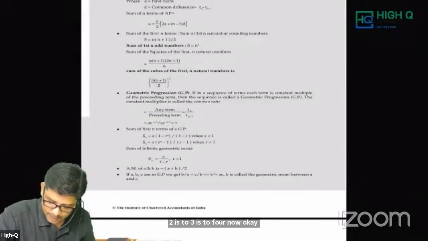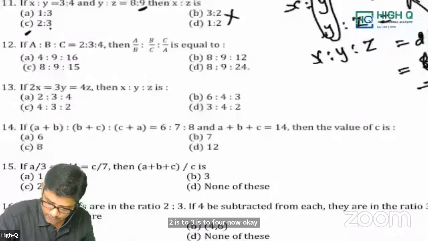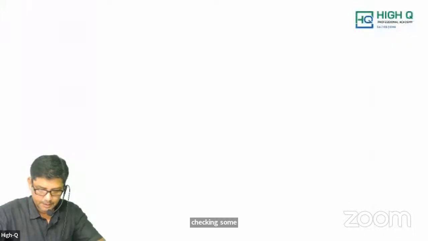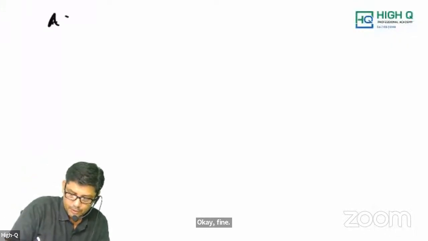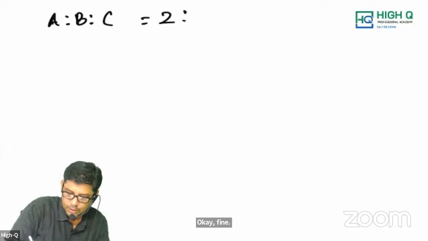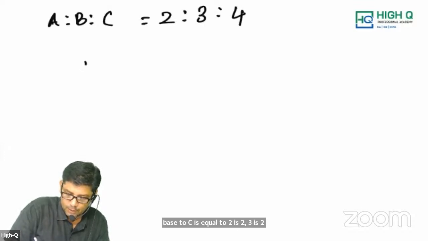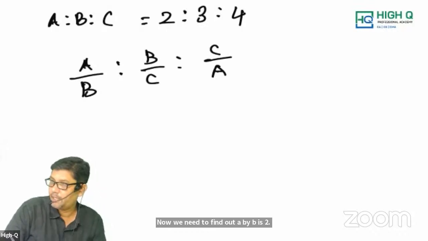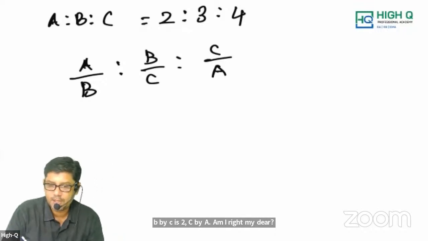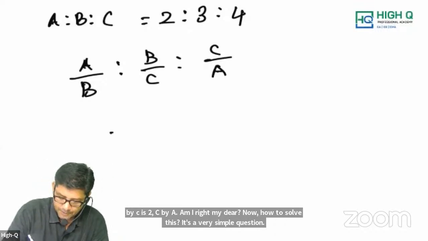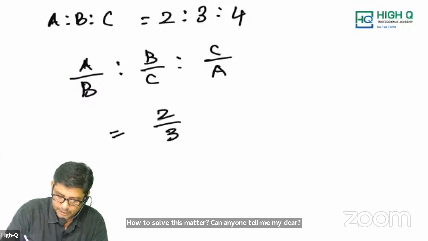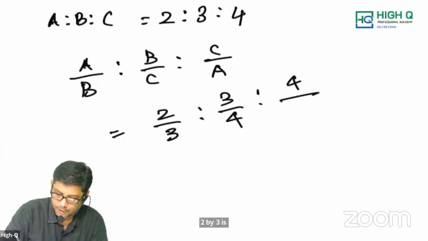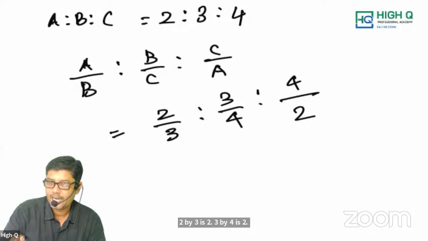Wait. I'm just checking some notes. Okay, fine. Let me solve here. So A is to B is to C is equal to 2 is to 3 is to 4. Now we need to find out A by B is to B by C is to C by A. Am I right, my dear? It's a very simple question. What exactly will come? A by B, 2 by 3 is to 3 by 4 is to 4 by 2. Correct? They ask you to find out this.